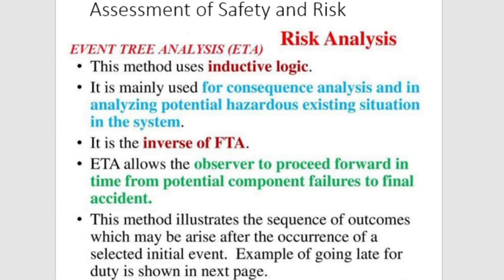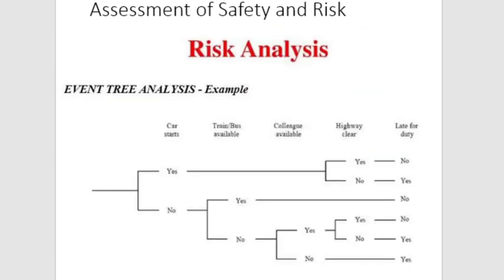At the time of finding the initial component failure, the ETA, event tree analysis, will give the proper outcome. So, from the basic level, component level failure to final accident can be assessed. This is the advantage of ETA, event tree analysis. Another example for event tree analysis is given.